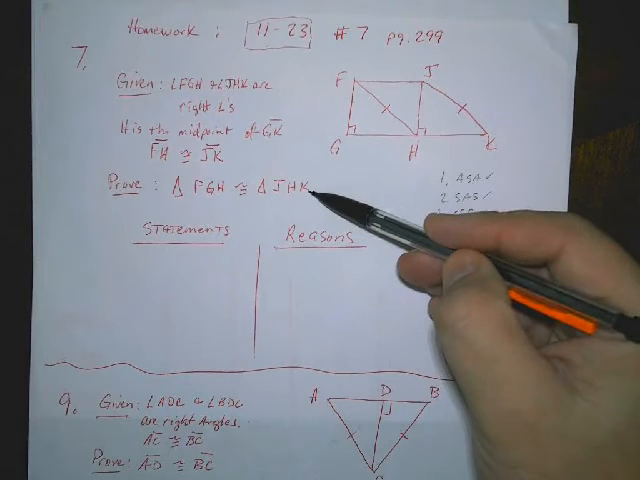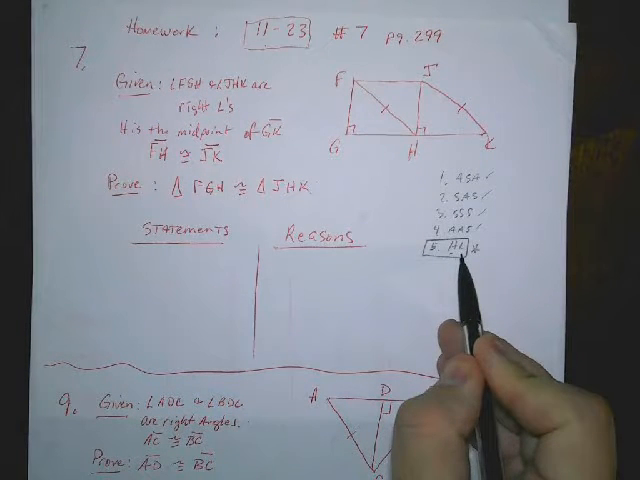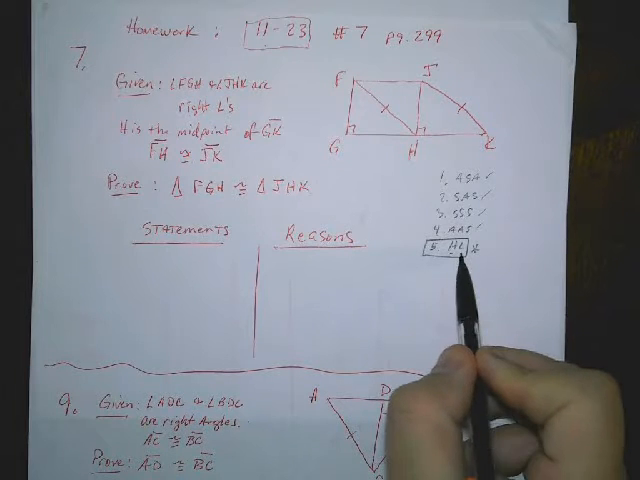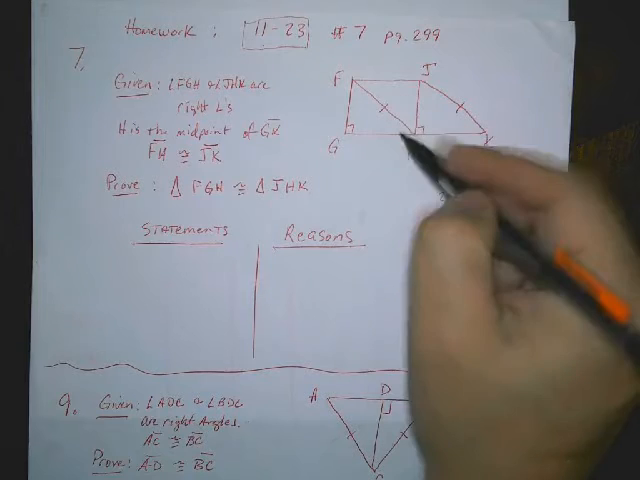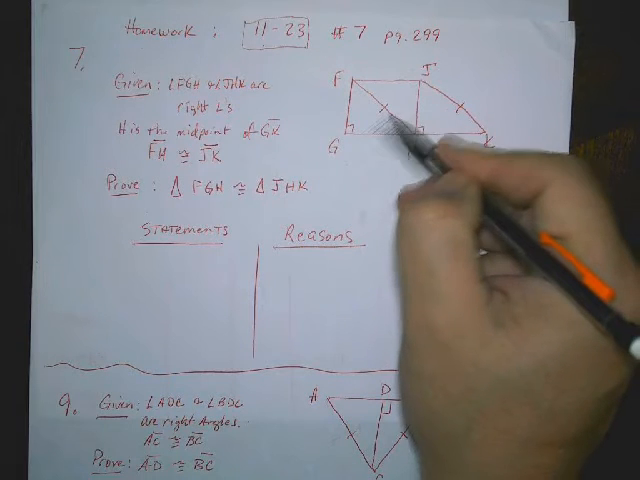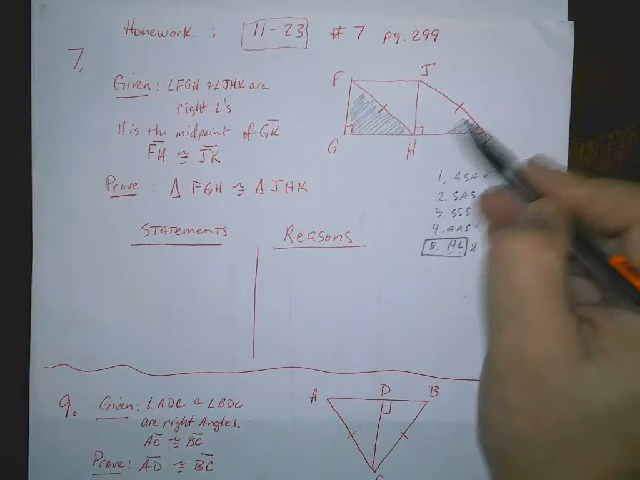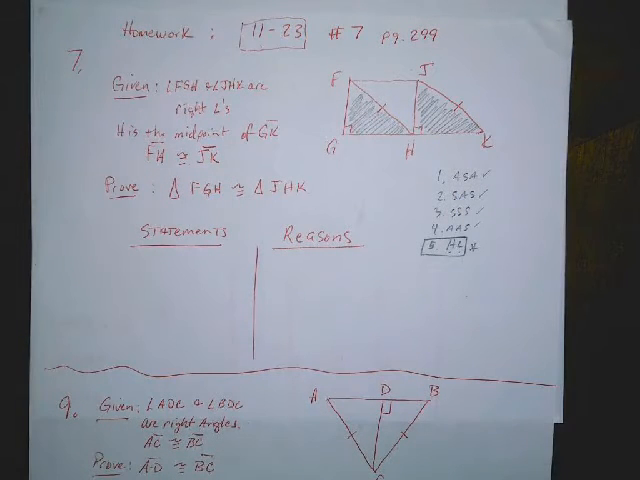If I want to prove that these two triangles are congruent, I need to show that the hypotenuses, that's plural, and the legs of two right triangles are congruent. And that would be of this triangle right here and this triangle right here. So I want to prove they're congruent.